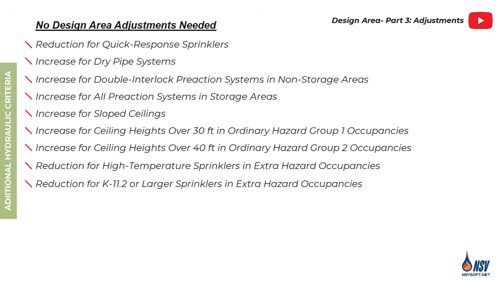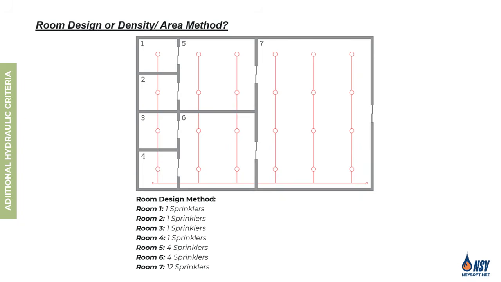All design adjustments, such as the 30% increase for dry pipe systems or adjustments for sloped ceilings, do not apply to the room design method, since these adjustments are defined only for the density area method. In other words, the room design method can still be used for a room protected by a dry pipe system, but there is no requirement to increase the number of sprinklers.